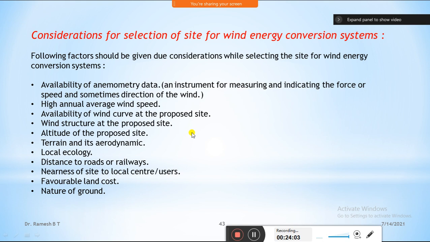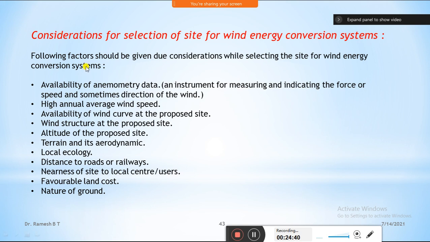And the next concept is the considerations for selection of a site for a wind energy conversion system. It is also very important how we install the wind turbines. So what are the criteria or considerations we are going to face at the time of selection of site? Selection of site means where we are going to install the wind turbine. That area we can call a site. Clear?